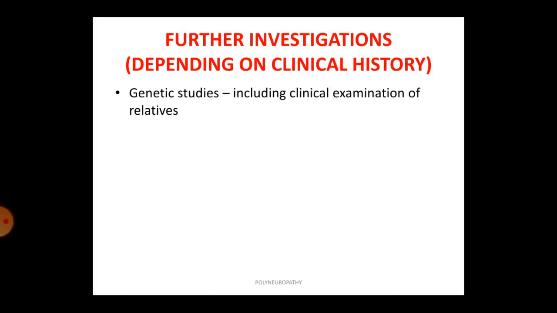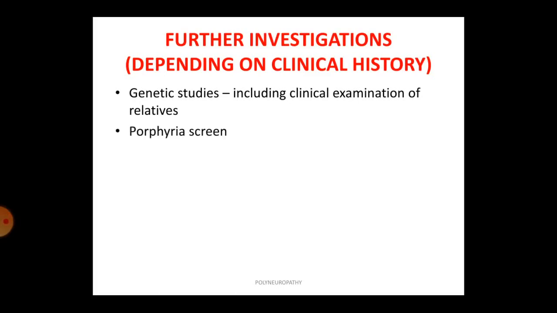Now a genetic study will also be done if you suspect any polyneuropathy to be hereditary. In that case, clinical examination of relatives will also be done, because if it is hereditary, the genetic test of the particular patient will definitely be done, but the patient's brothers and sisters are also examined to identify the disease earlier. So the clinical examination as well as genetic studies will be done of relatives along with the patient.